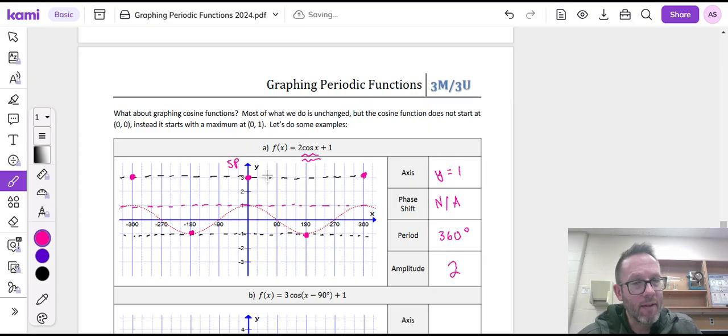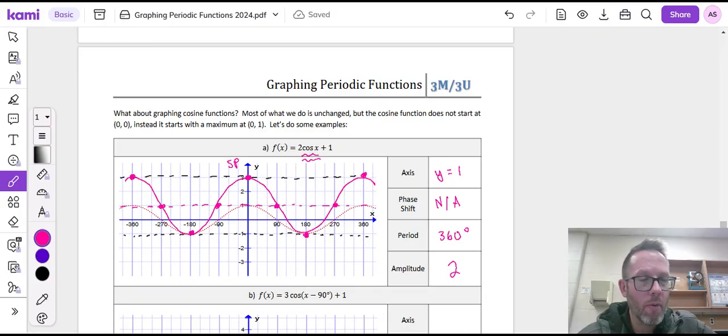I can also add the detail that halfway between the max and the min, I'll be coming back to the axis, so I can add more detail. Halfway between max and min, halfway between max and min. And we're ready to graph our periodic function. Just connect the dots with a smooth curve. Just like that.